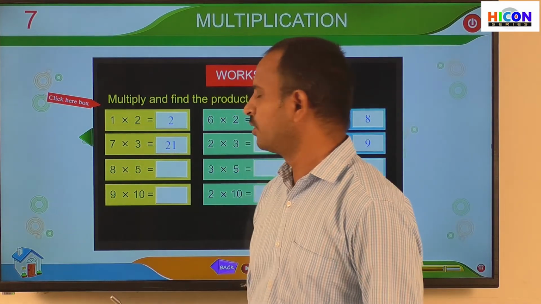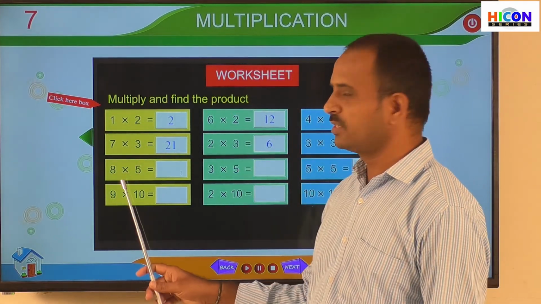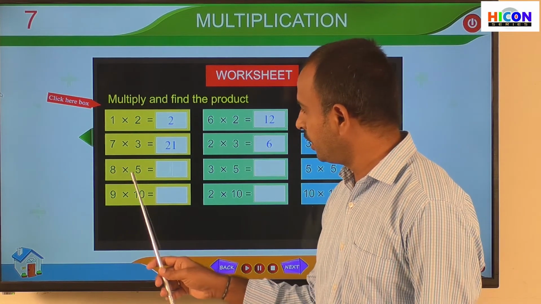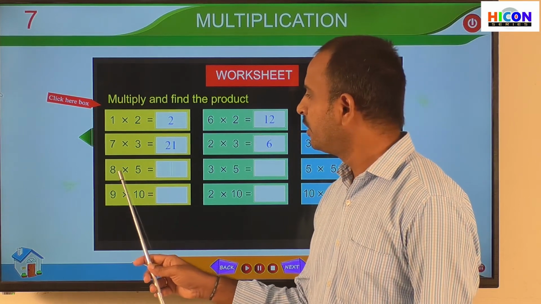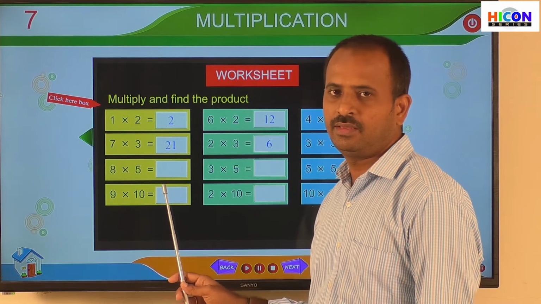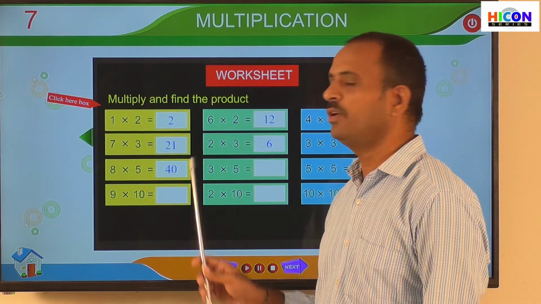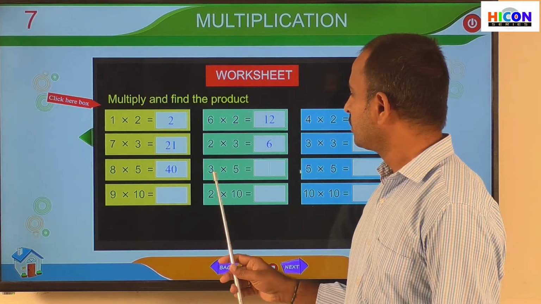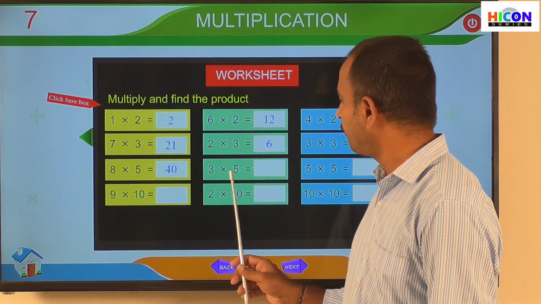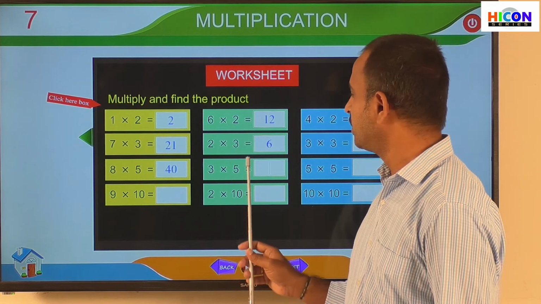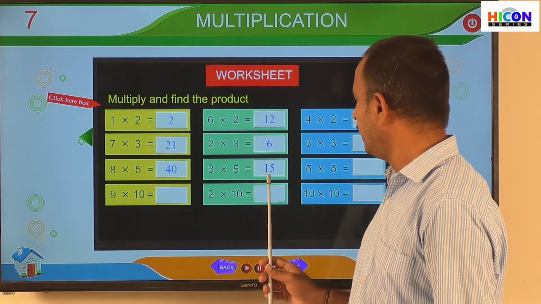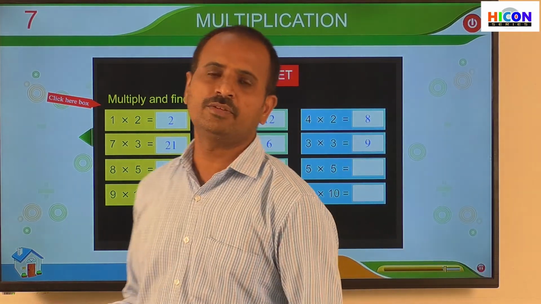And children, go to the next multiplication. If you see the next multiplication, here 8 into 5. This is the table of 5. So in table of 5, 8 5's are how much? 8 5's are 40. So write 40 here. And see the next one. So 3 into 5 is equal to, that means 3 5's are. So children, this is the table of 5. In table of 5, 3 5's are 15. So write 15 here.